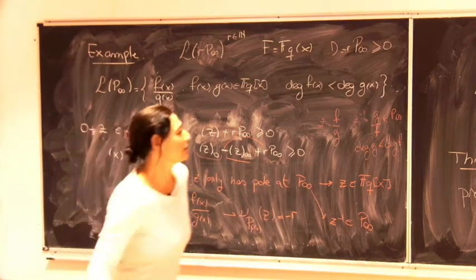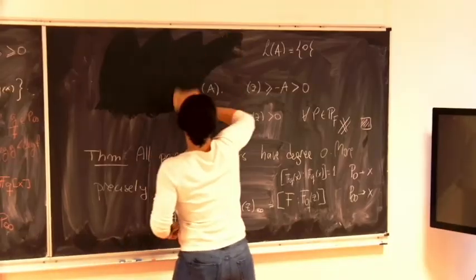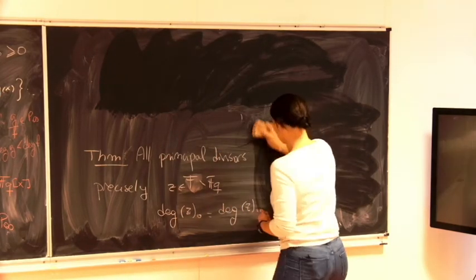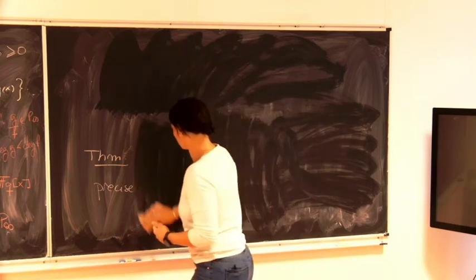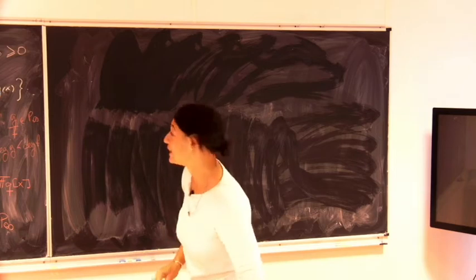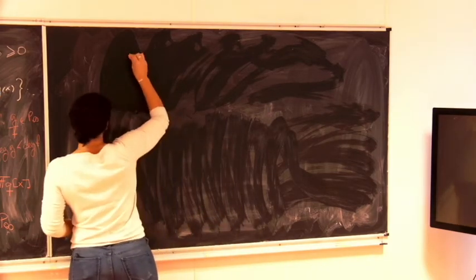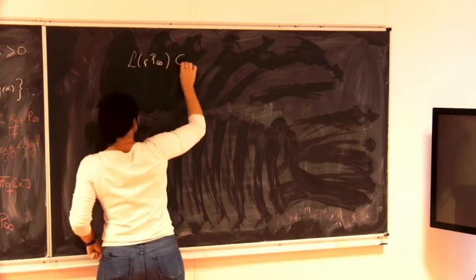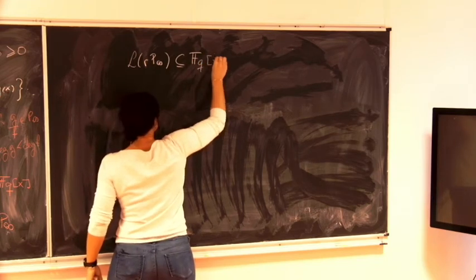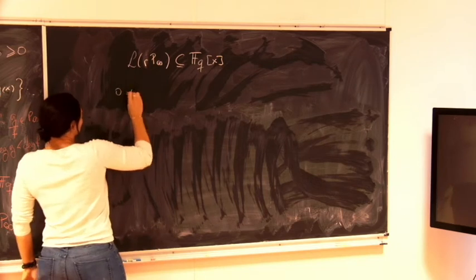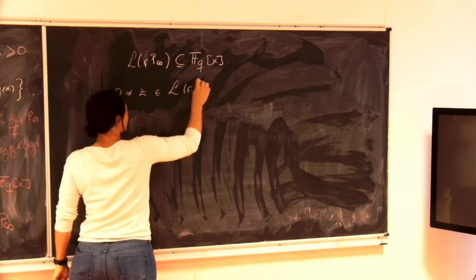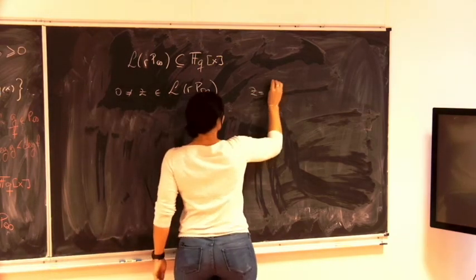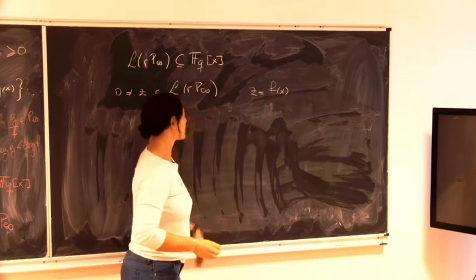And any polynomial of any degree? Well, actually, no. That's the set of polynomials of bounded degree. And the bound is going to be exactly that r. So now we know that L of r P infinity is inside this set. So if I had a non-zero element in L of r P infinity, that means that Z is f of x, just a polynomial.